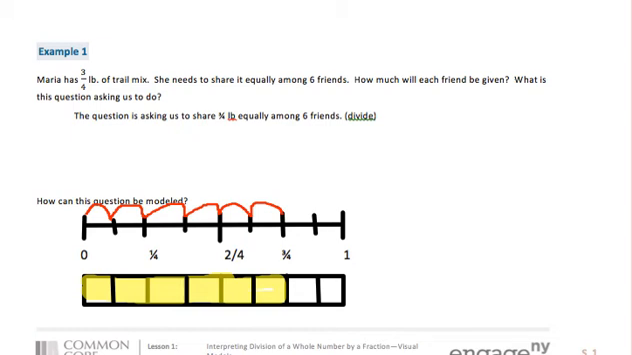Therefore, 3/4 divided by 6 equals 1/8. The visual model is actually showing that 1/6 of 3/4 is 1/8.